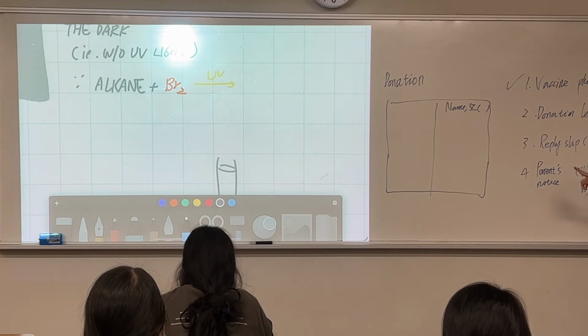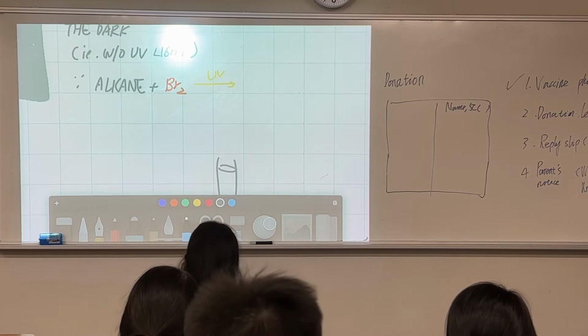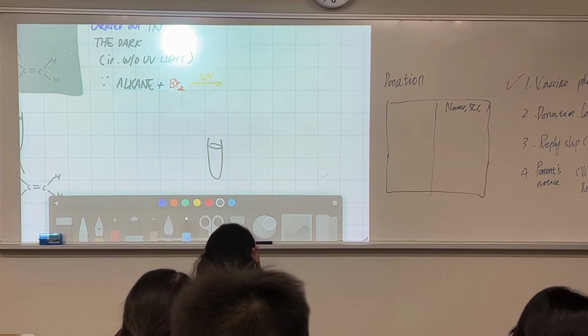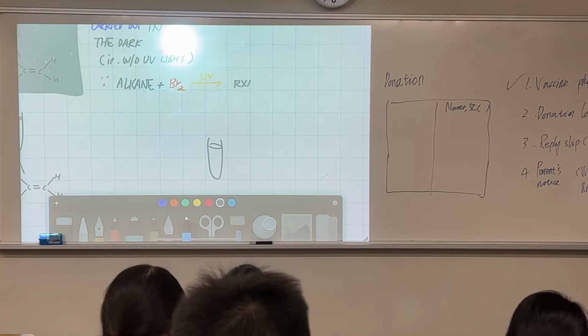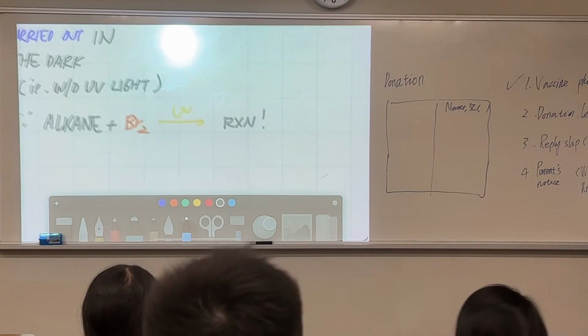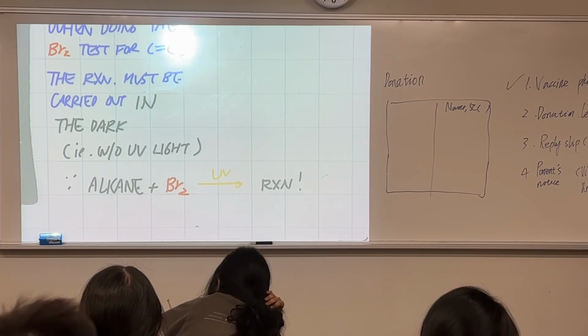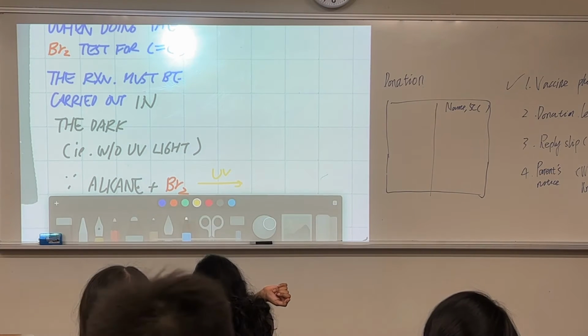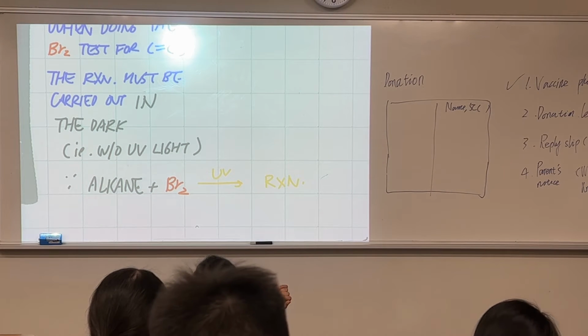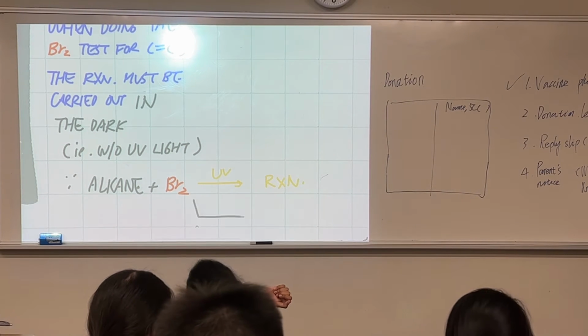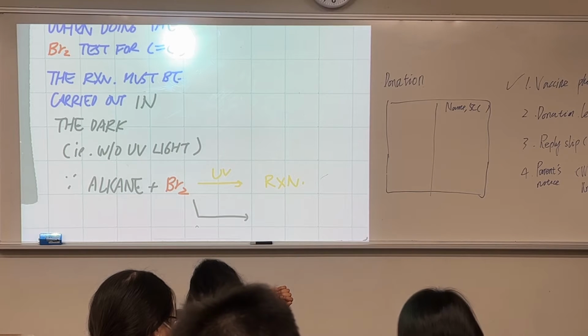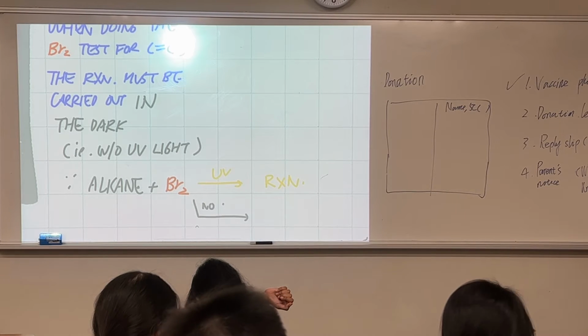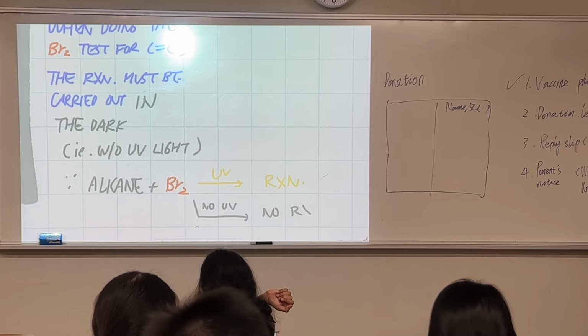Okay, so can you write down these two word equations for me? Alkane plus Br2, there will be a reaction. Okay, so there will be a reaction. But when you mix the alkane and bromine in the absence of UV light, so no UV light, then there will be no reaction.